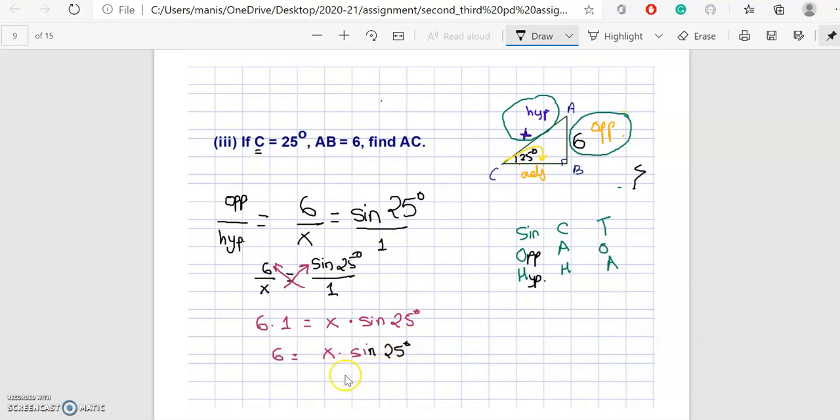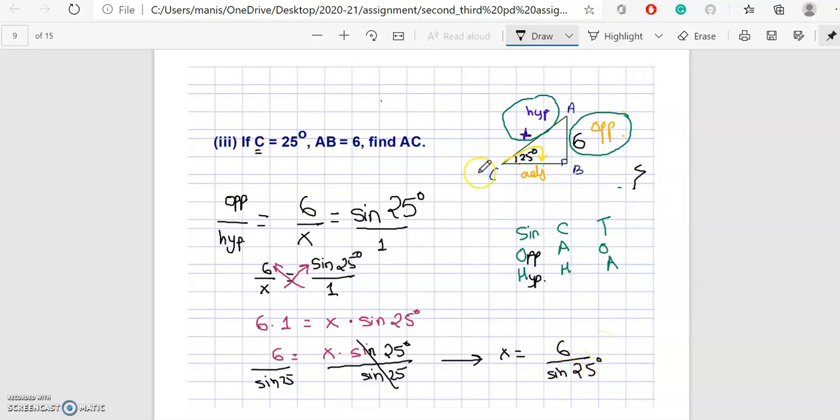Now you all know how we used to solve equations. I need to get rid of this sine 25 on this side. So what is the opposite of times? It is division. So I divided by sine 25. This is also sine 25. This gets cancelled out. So the next step will look like this: x is equal to 6 over sine of 25 degrees.